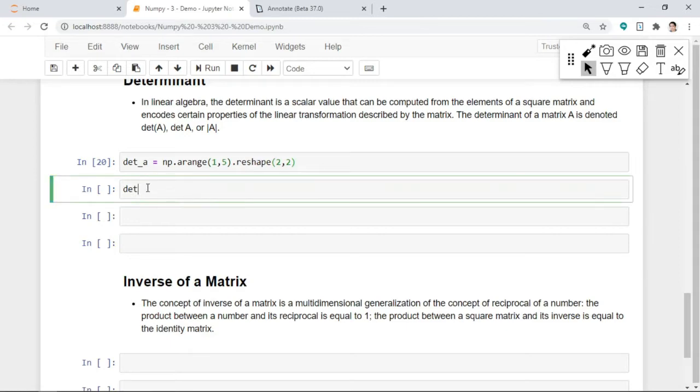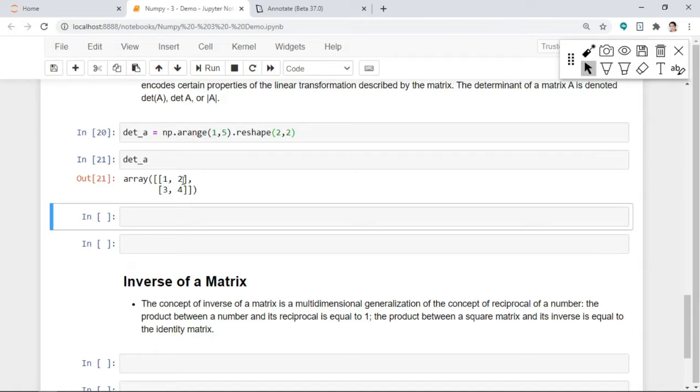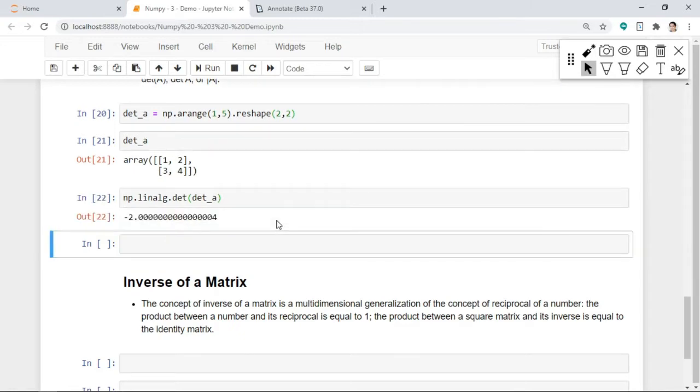Okay. So we have determinant A. So this is not the determinant so far. It's just the matrix. So again, 1, 2, 3, 4. Okay. So how do we find the determinant? So NP. So now we will use the linear algebra library as part of NumPy. So we will use DET for that determinant. Then we'll pass on the matrix, which is a 2 by 2 square matrix. So shift enter. So our determinant is -2.